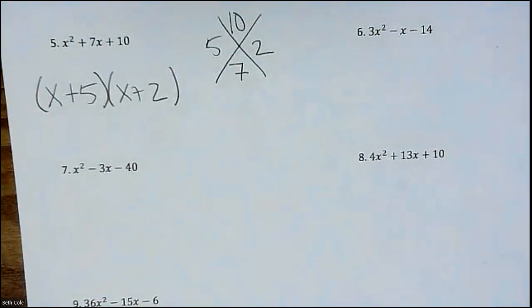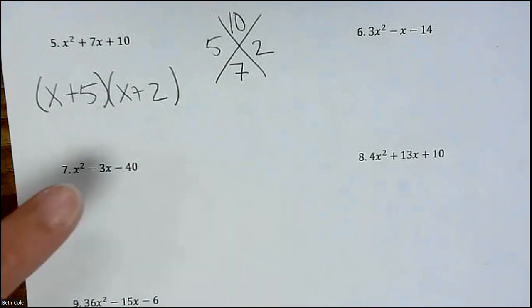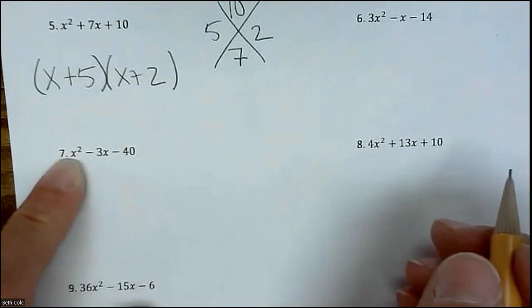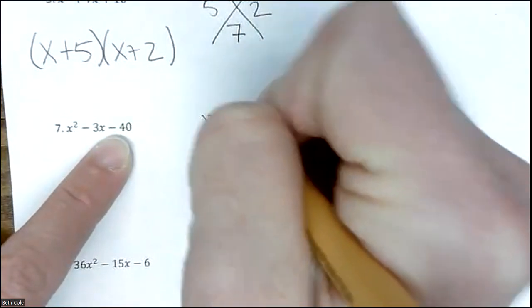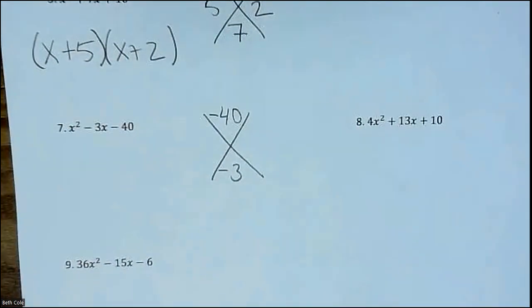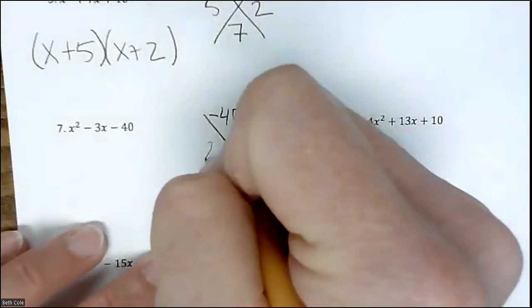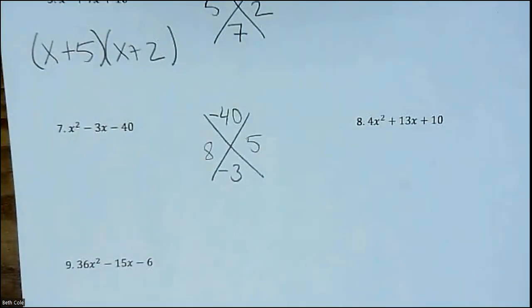All right. So which is the other one that we said was like an easier one? Number 7. Do you see how there's not a number out front? All right, so do that one next. Negative 40 goes on the top, negative 3 goes on the bottom. 8. Good. 8 and 5.